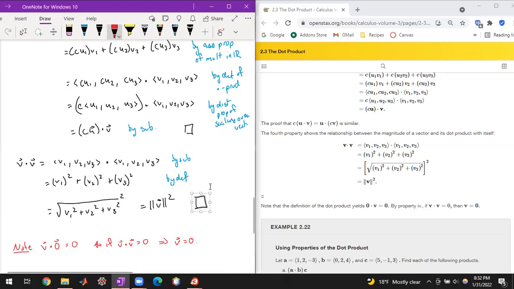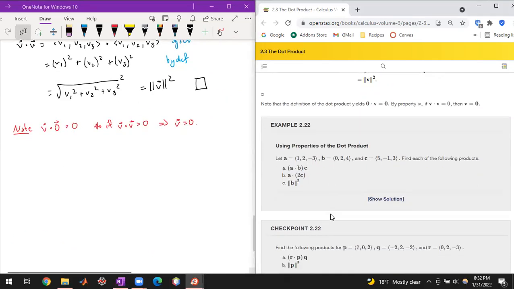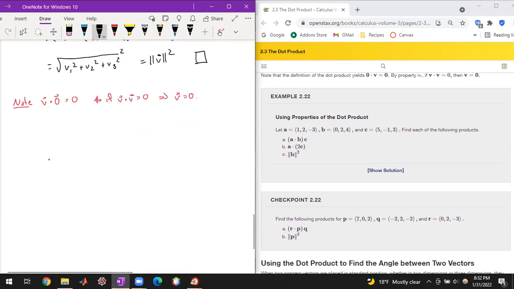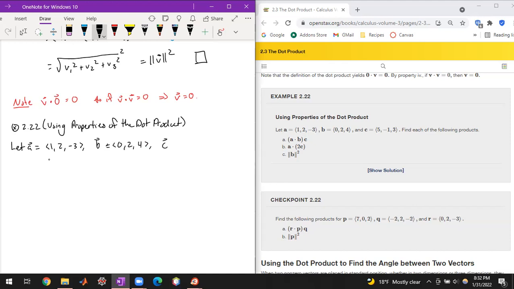All right, so let's move on to example 2.22, using the properties of the dot product. If we're given these particular vectors, let A have components 1, 2, -3, and B have components 0, 2, 4, and C have components 5, -1, 3, and find each of the following products.